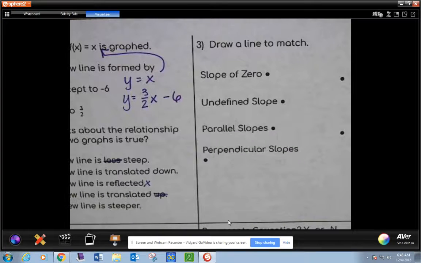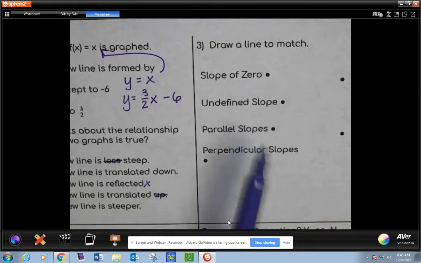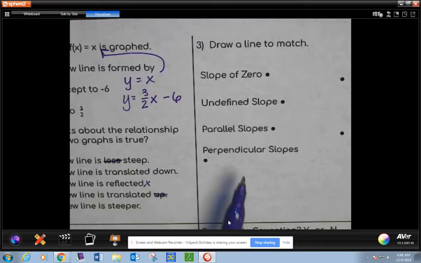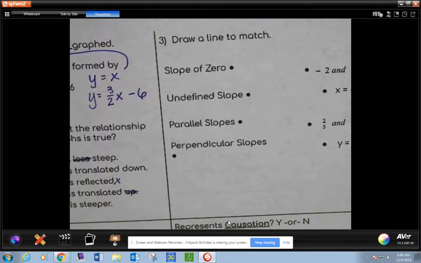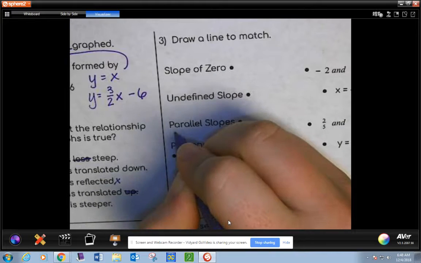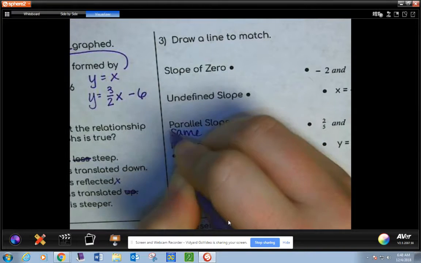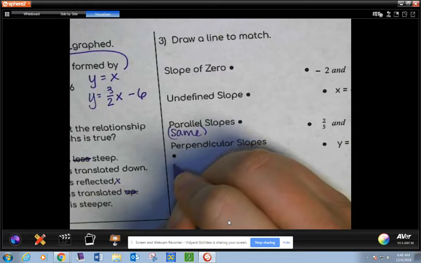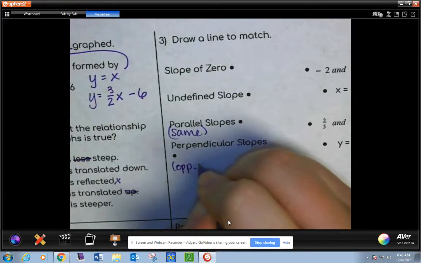Okay, number 3 says draw a line to match. We have 4 things: a slope of 0, an undefined slope, parallel slopes, and perpendicular slopes. Well, I'm going to go ahead and write some useful information. We know that parallel slopes are the same, and we know that perpendicular slopes are opposite reciprocals.